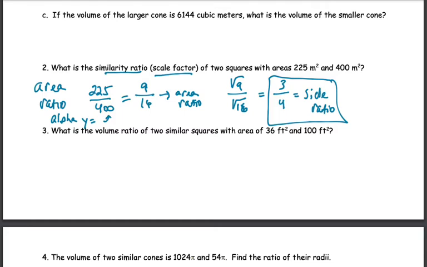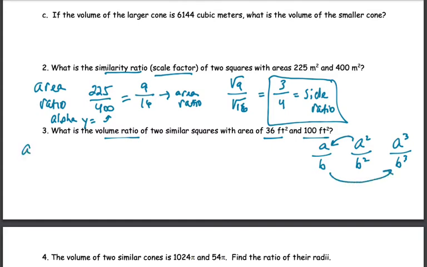Okay, what is the volume ratio of two similar figures with an area of 36 and 100? So we're trying to find the volume ratio. We've got the a squared over b squared. We need to figure out a cubed over b cubed. But to get there, we have to go back to the side ratio. So we have to go to this before we can go to this.